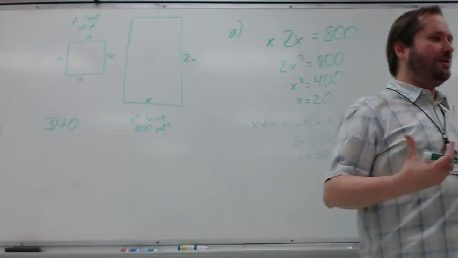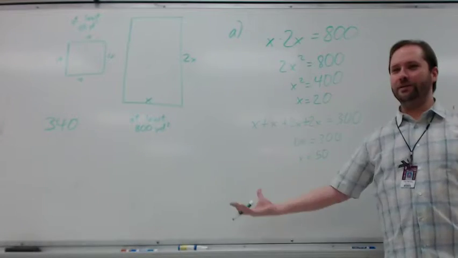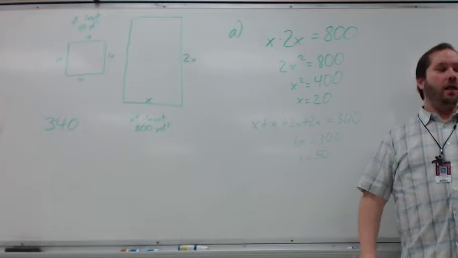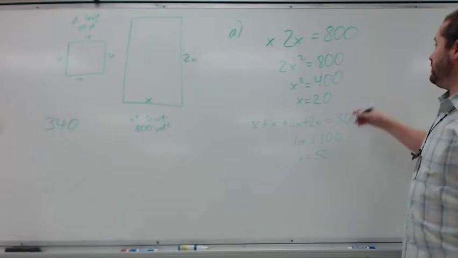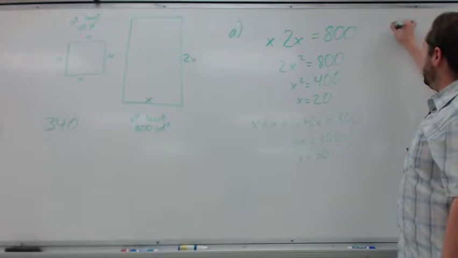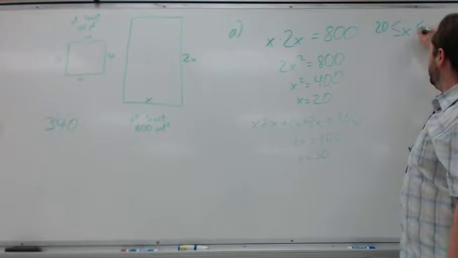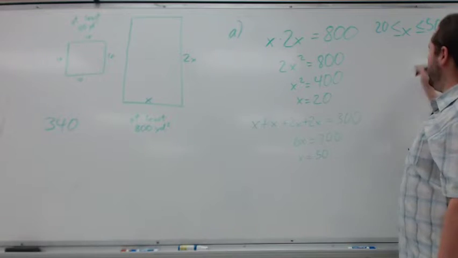And then this is where it's like, no calculus. This is all Part A is. We are done with Part A. If you want to write it super professionally, you'd say X has to be at least 20, but no more than 50.